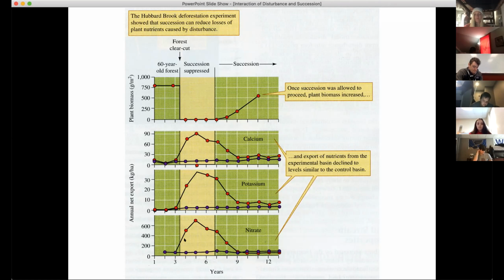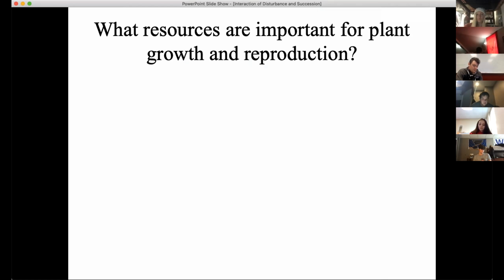And so this is informative because it tells us that one of the things that disturbances do is they not only alter the relative abundance of the different species that are there and the biomass of those species, but they also have big influences on the potential nutrients that are available, the resources that are available in these ecosystems. So what resources are important for plant growth and reproduction? What are the kinds of things that you would guess based on your knowledge of basic chemistry?